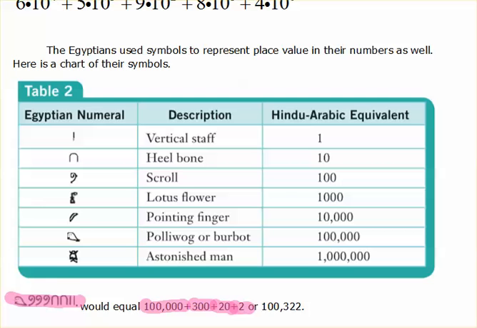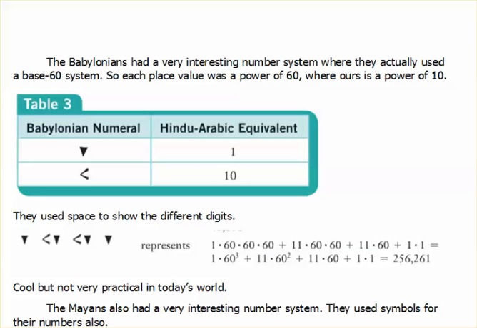All right, now I think we're going to talk about the Babylonians next. The Babylonians had a really interesting number system. And why they did it this way, I don't have any clue. It would be really cool to research that and figure out why. But their number system was actually a base 60 system. But even though it was a base 60 system, they actually only used 2 different symbols.